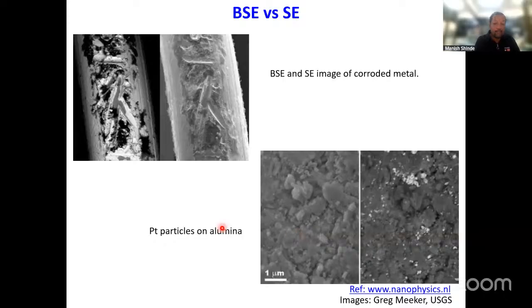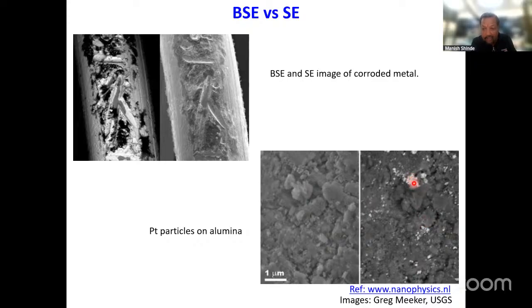Now, these kinds of loaded particles are useful in various catalytic applications. Various chemical reactions can be done by using this kind of catalyst. For an effective reaction, this platinum distribution on the alumina is very important. But in SE image mode, you will not see that kind of distribution. In BSE, you can clearly see that.